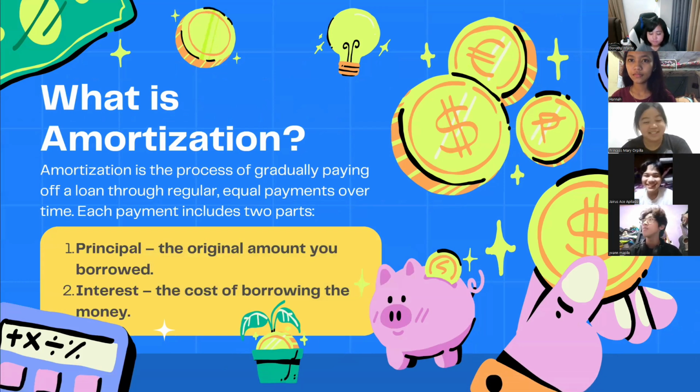So, what is amortization? Amortization is the process of gradually paying off a loan through regular, equal payments over time. Each payment includes two parts, the principal and the interest. Principal is the original amount you borrowed, and the interest is the cost of borrowing the money. So basically, amortization is a process of paying a loan by making a series of fixed payments each month or other agreed upon periods until your balance reaches zero.